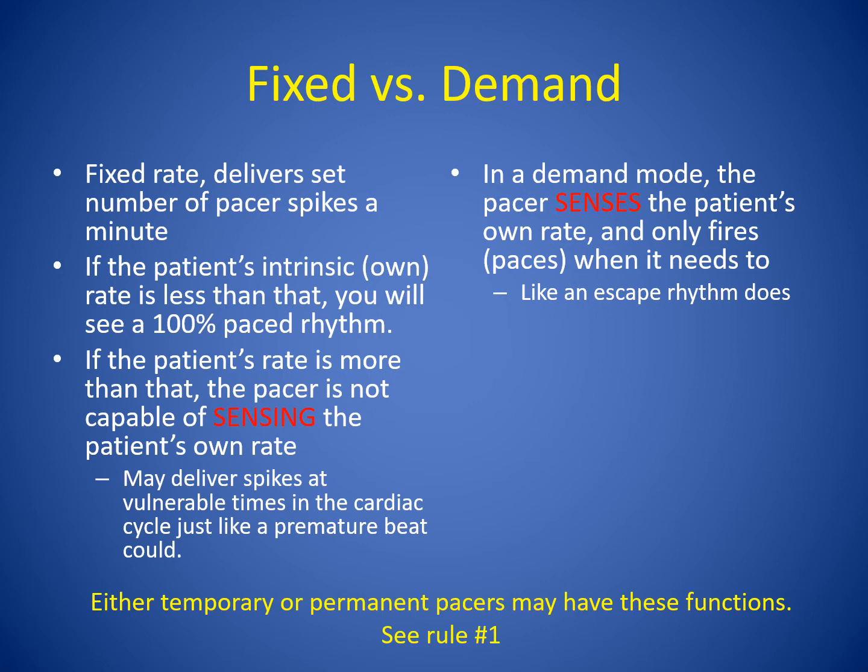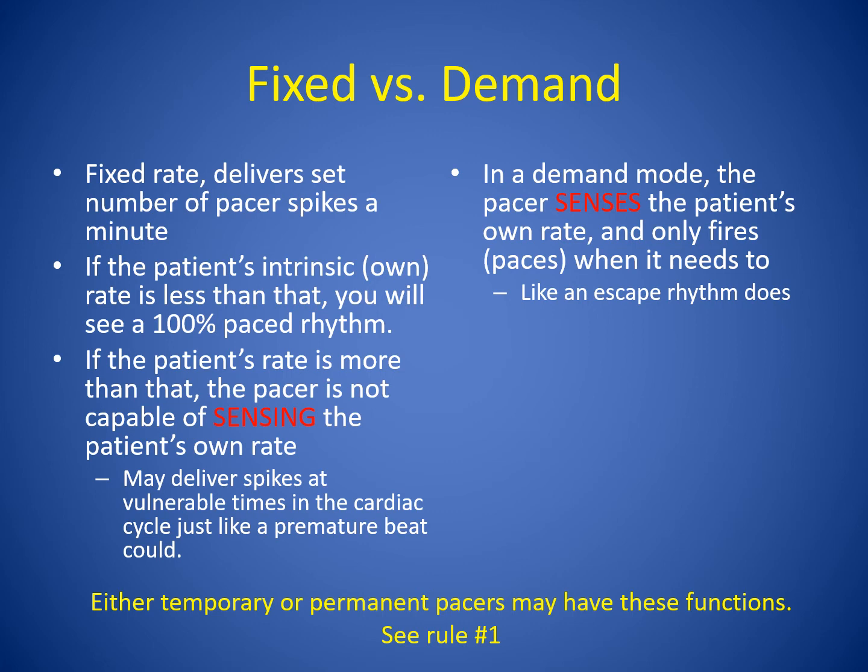So looking at them comparably side to side, with a fixed rate, let's say it is set at 70, we'll deliver 70 pacer spikes a minute, no matter what the patient's heart rate is doing. If the patient's own rate or intrinsic rate is less than that, we'll say their own rate would be 60 without the pacemaker, then what you're going to see is a constant 70 beats per minute of 100% paced rhythm. If the patient's rate is more than that, then the pacer is not capable of sensing the patient's own rate.